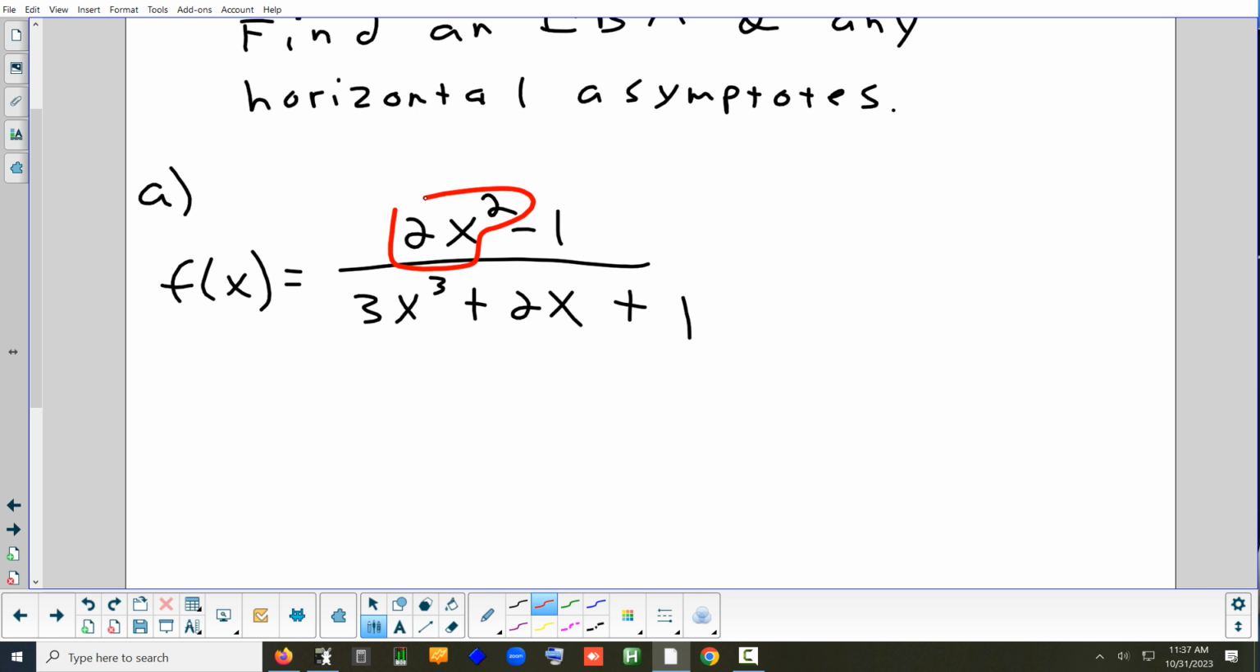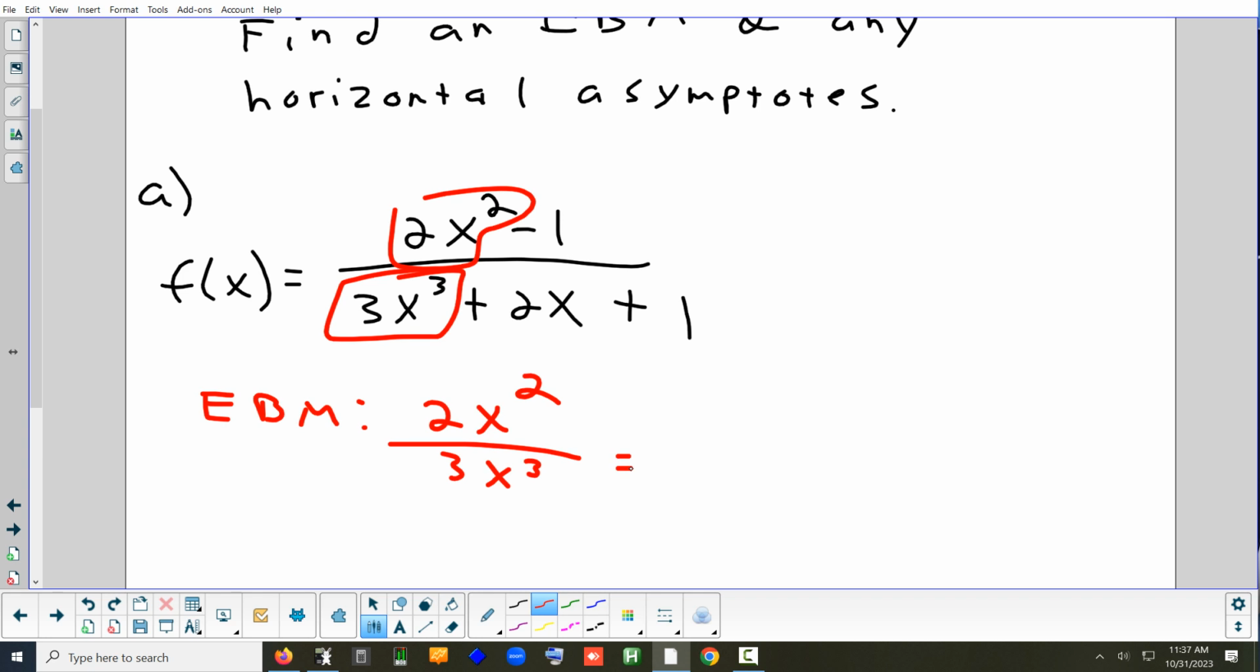What's the highest degree term in the bottom? 3x cubed. So we have the EBM of the top, we have the EBM of the bottom, and what do we do with them to get the EBM of the whole thing? Divide. So the EBM is 2x squared over 3x cubed. When you're done, you should only have an x either in the top or the bottom. If you still have it in both, you haven't simplified it.